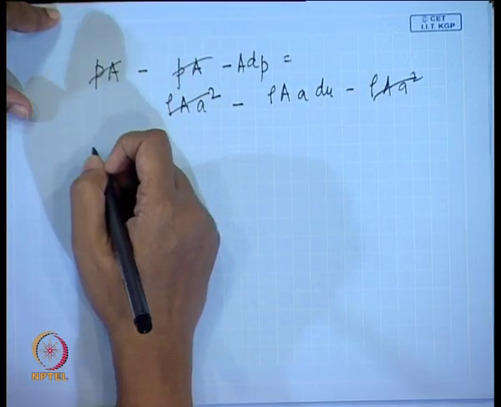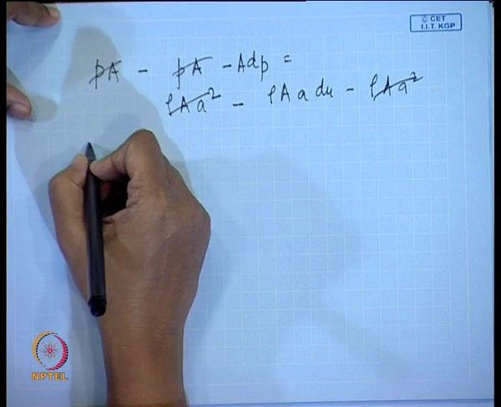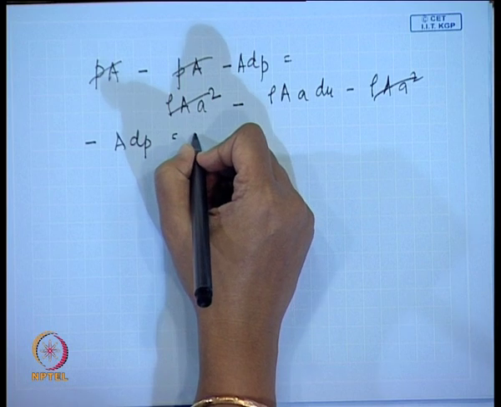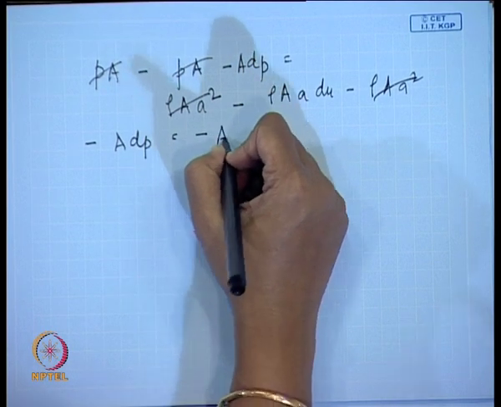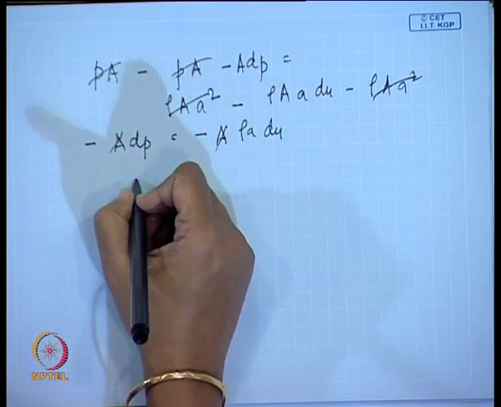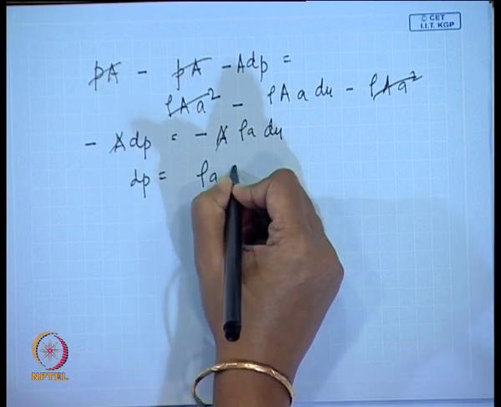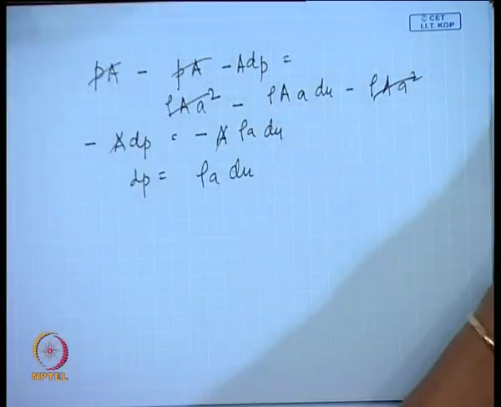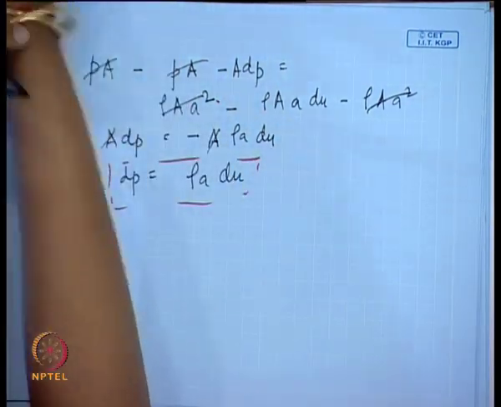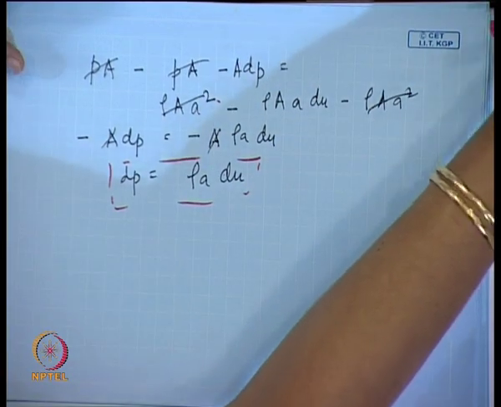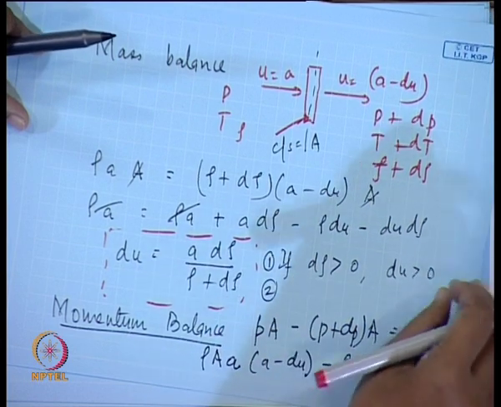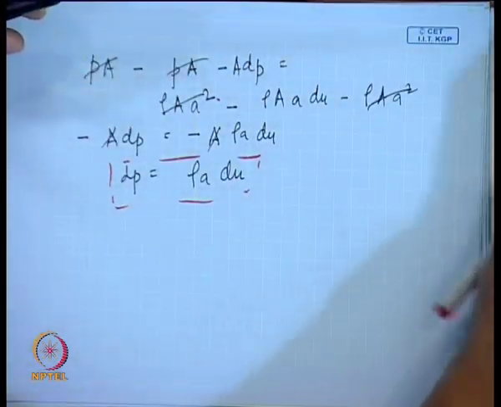So, finally, we are landed up with minus A d P equals minus A rho A du. They cancel out, or in other words dP is nothing but equal to rho A du. This is the thing that we get, and for the expression of du we can substitute du from this particular expression, isn't it? So, on substituting, what do we get?